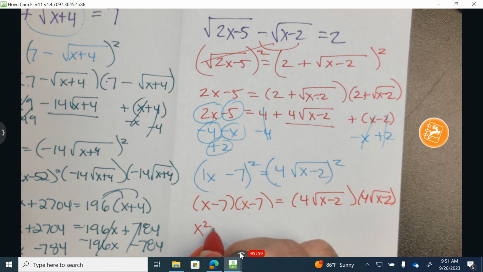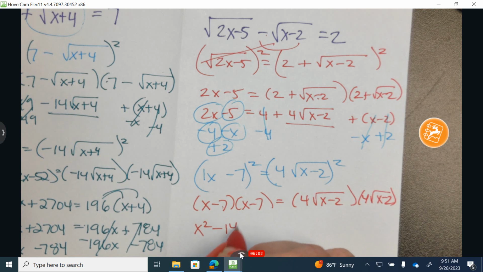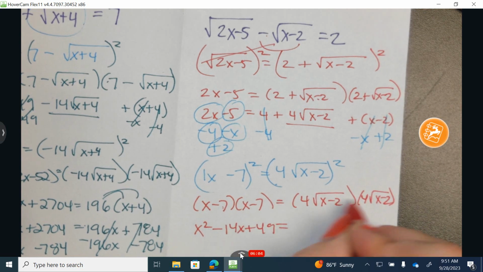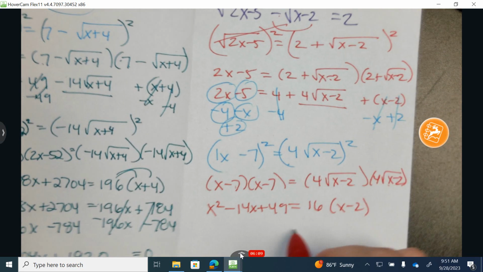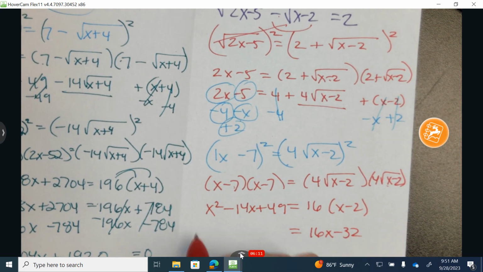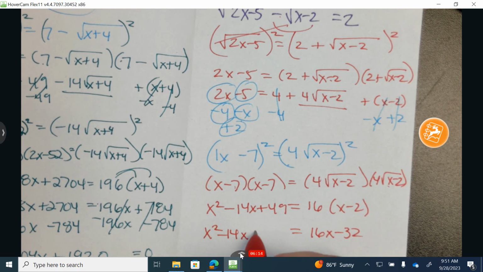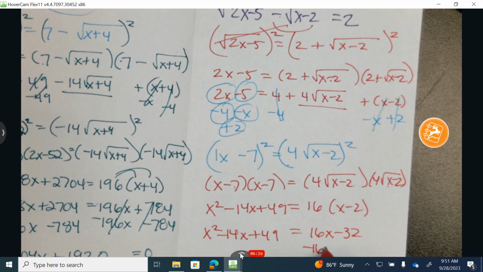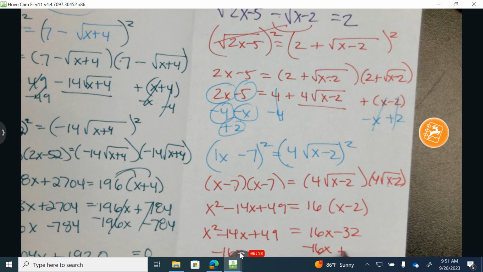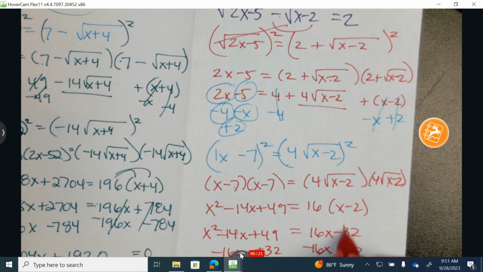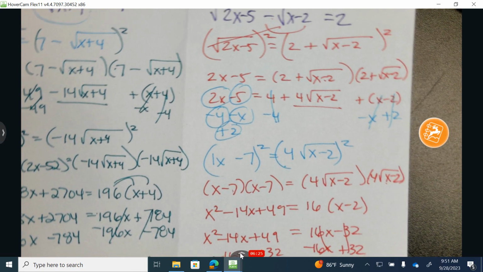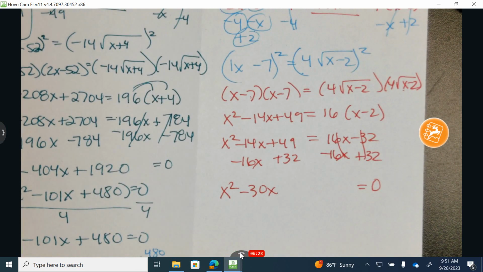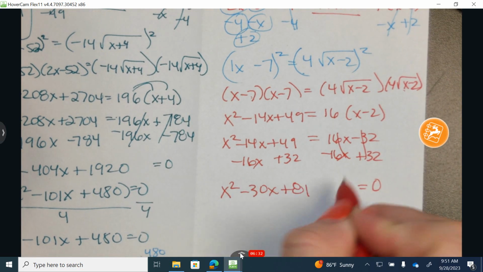x squared minus, when I have negative 7 and negative 7, is negative 14 plus 49. 4 times 4 is 16 times x minus 2. I'm going to distribute to get 16x minus 32. And then I'm going to subtract 16 and add 32. All right, on this side I have x squared minus 30x. And I'm going to grab 49 and add 49 to 32. When I add 49 to 32, I end up with 81. Hopefully I didn't make any mistakes here.